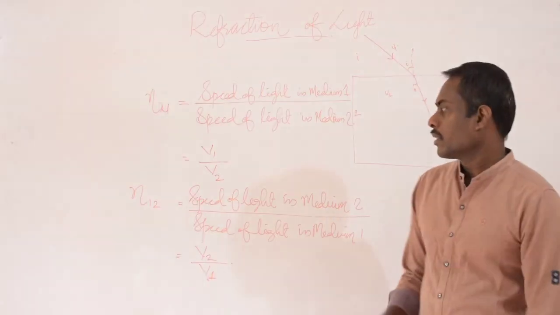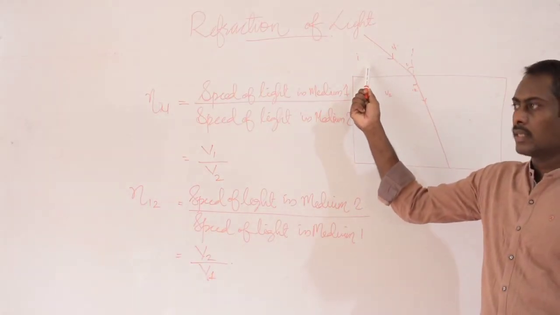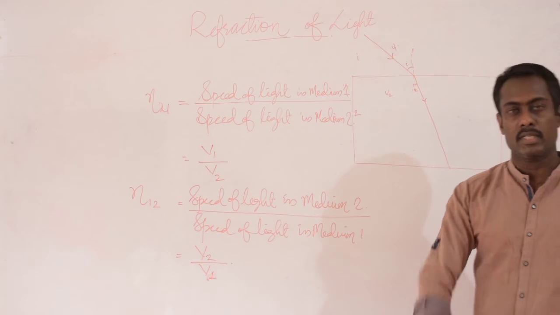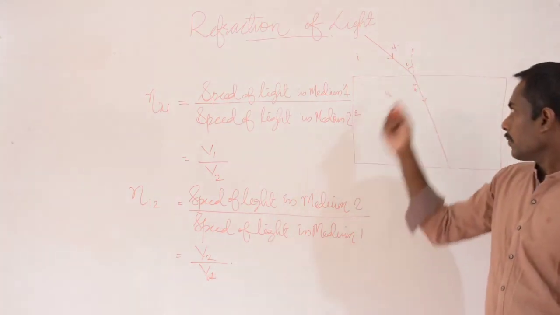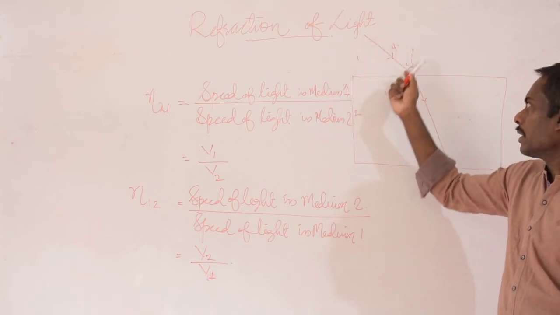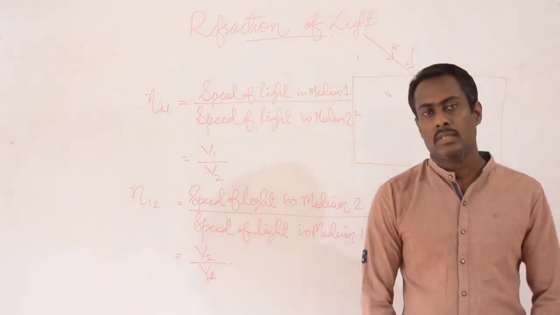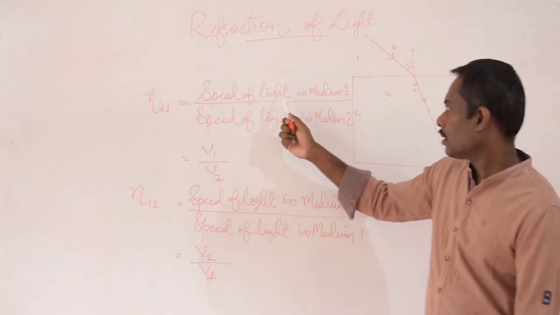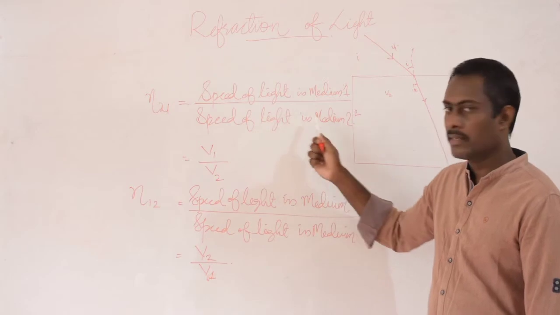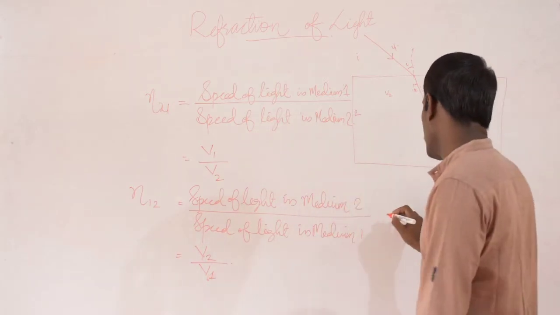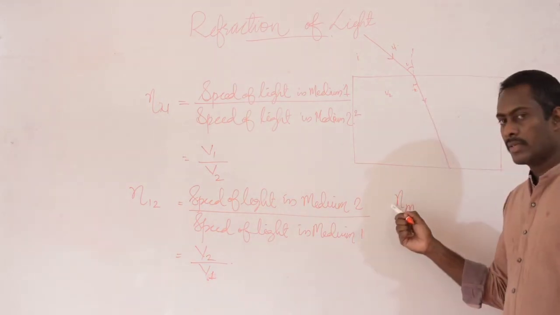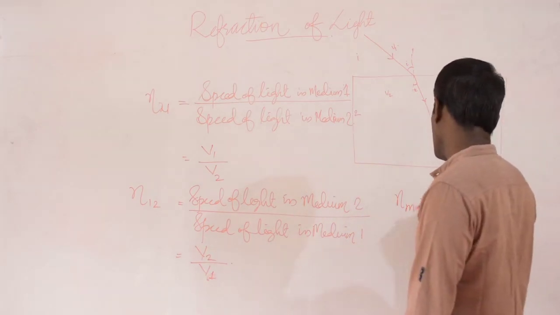If medium 1 is air, then the speed of light in that medium is known, that is 3 into 10 raised to 8 meter per second. So if medium 1 is air or vacuum, then the refractive index of that medium is taken as the absolute refractive index. If medium 1 is air, then we can find the refractive index of medium 2, which can be represented as Nm, the refractive index of medium 2.